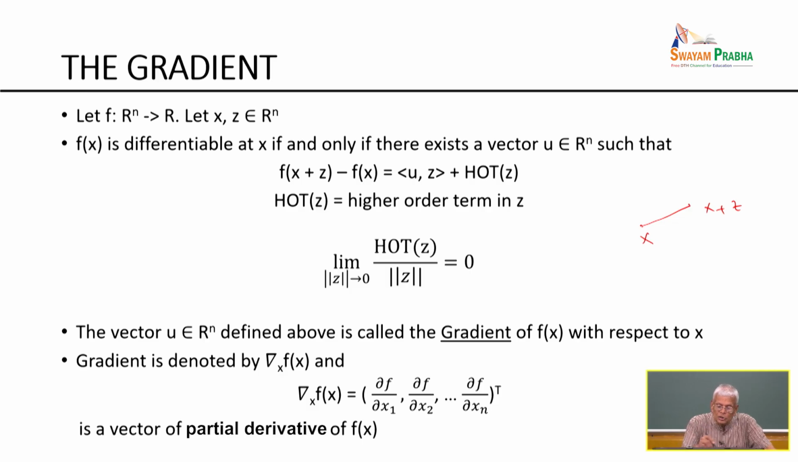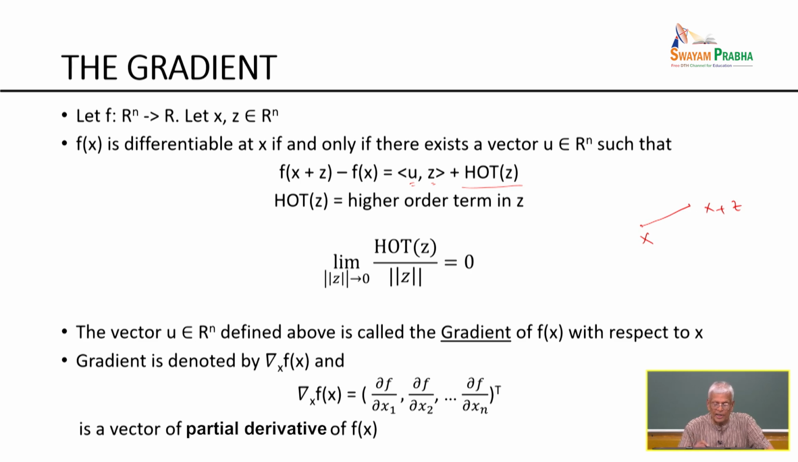So the difference between the two can be very well approximated by the inner product of u times z. Z is the z that is given here. But the rest of the terms are all higher order terms in z. Z is small, so higher order terms mean z square, z cube, and so on and so forth. That's called the higher order terms.